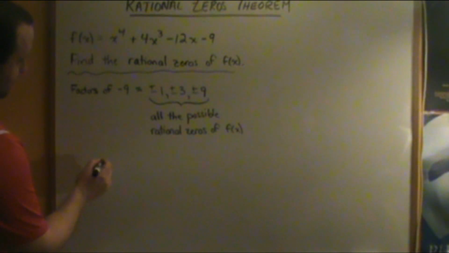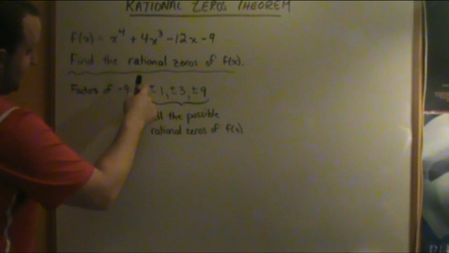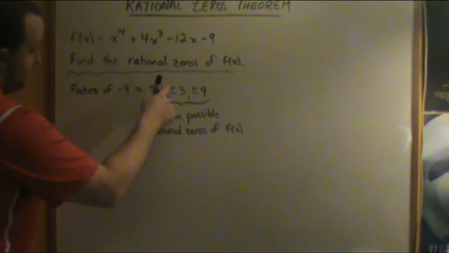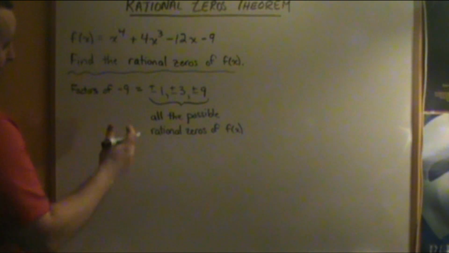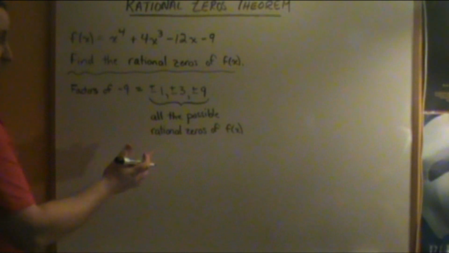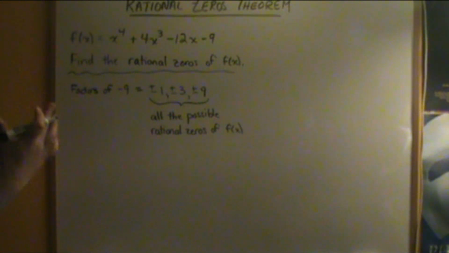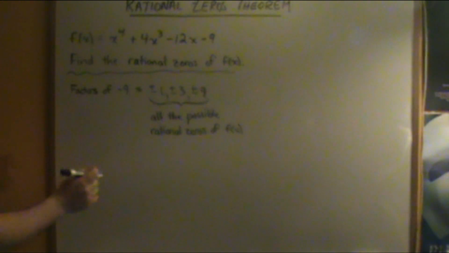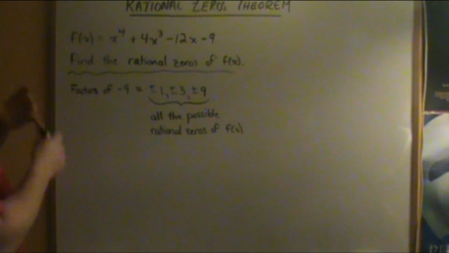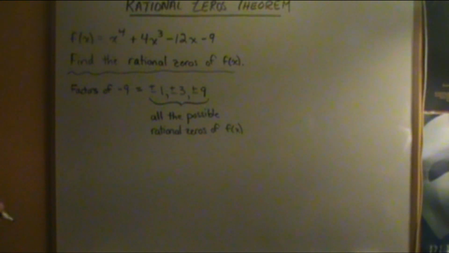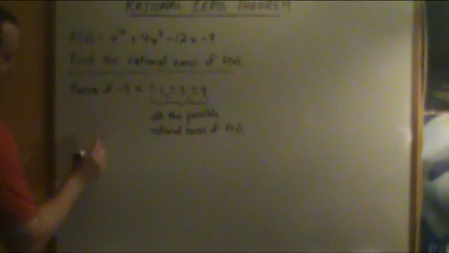So let's do synthetic substitution. We'll just go down the line: positive 1, negative 1, positive 3, negative 3. We might have to do this 6 times before we come up with a 0, if we come up with a 0. And the good news is, once you have one, we can use its resulting polynomial as a depressed polynomial to find the other zeros. So let's look at positive 1.